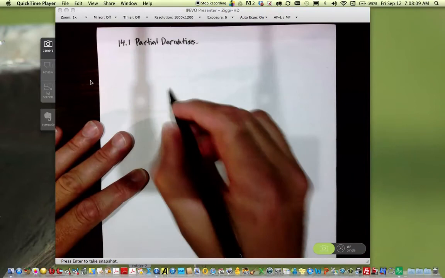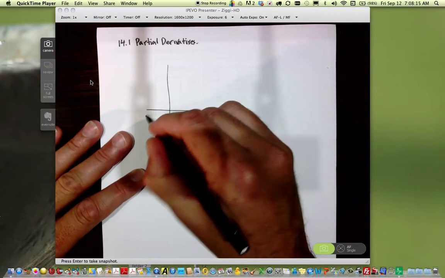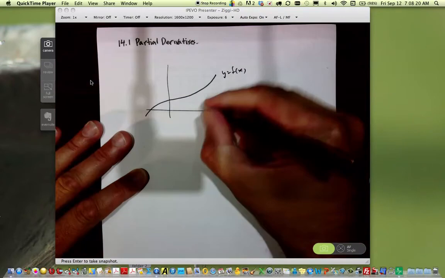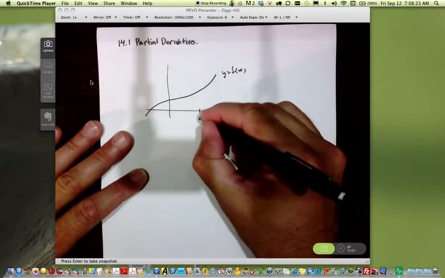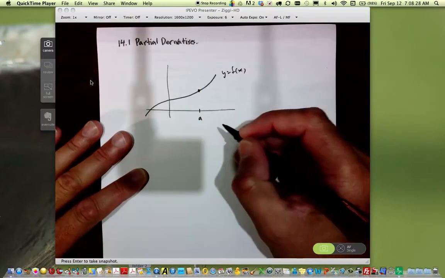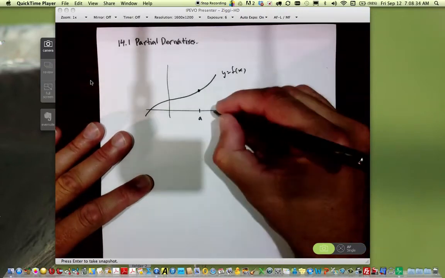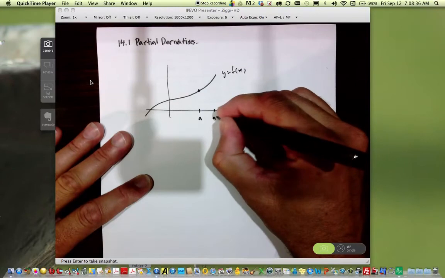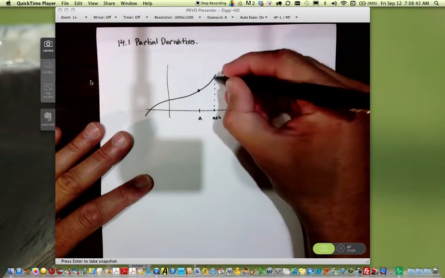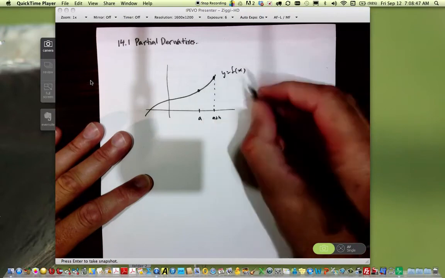In Calc 1 we talked about the derivative at a point, and we said that if you've got a function like y equals f of x, and you want to know the derivative at a particular point, like x equals a, then we wanted to know how fast the function is increasing or decreasing. Our motivation was to think about what happens if we pick a number that's a little bit bigger than a and plug it into the function. The change in the function is the change in these two y coordinates.